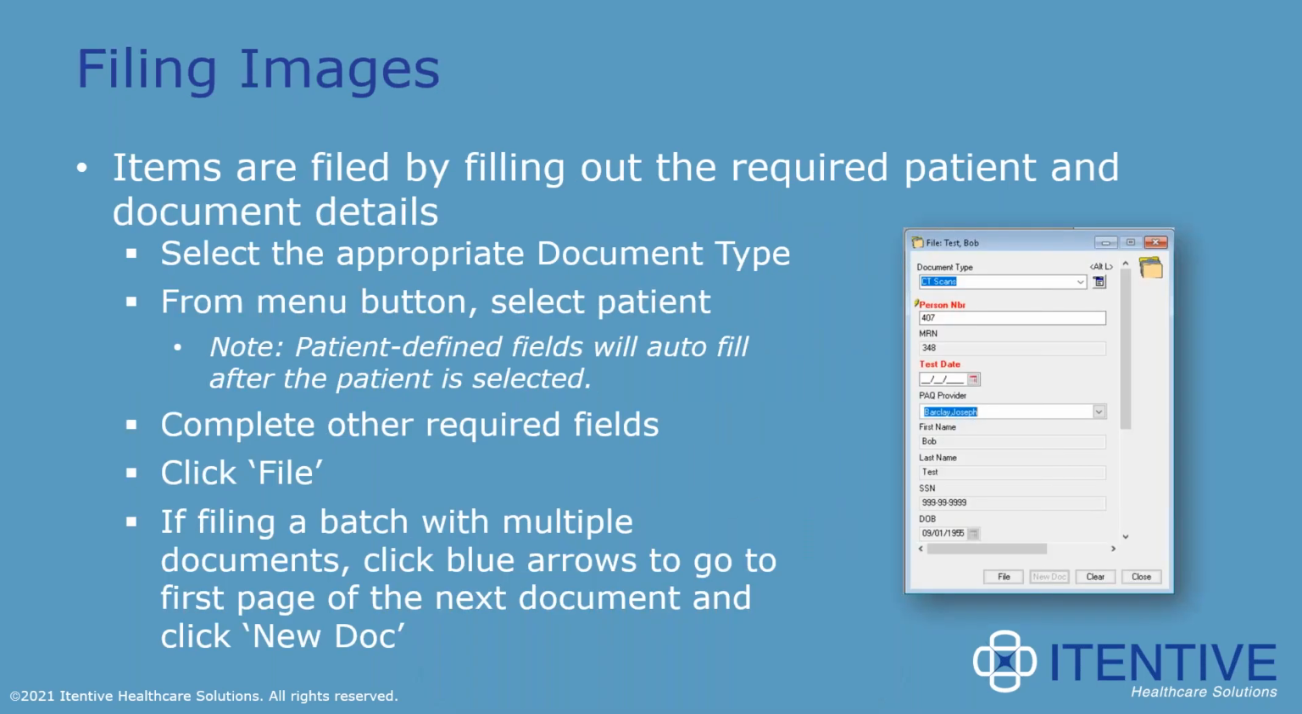So once we have gone ahead and pulled in those items that need to come into NextGen, our next step is going to be to file those images. So filing our images is basically applying all of our document fields that we need to. So for example, things like the document type, so to kind of categorize that item.